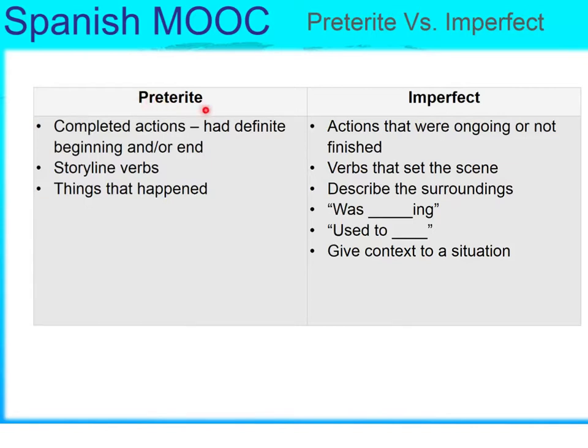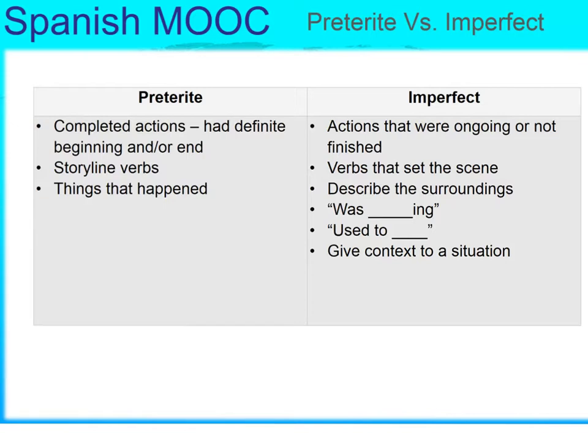So the preterite tense is for completed actions. Storyline verbs are things that happened. For example, if I wanted to tell you what I did yesterday, I would use mostly preterite verbs. I woke up. I took a shower. I brushed my teeth. I brushed my hair. I ate breakfast. All those would be preterite verbs.